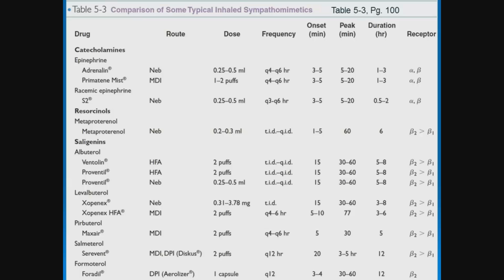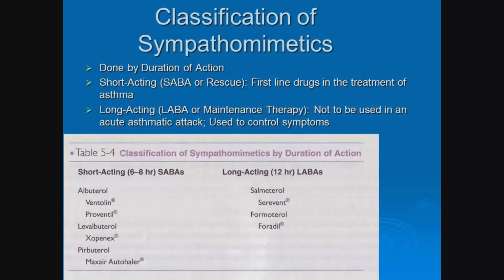This is page 100 in your text. It has a listing of all the different types of drugs you have, what the dosages are, what the frequency is, whether they're short-acting or long-acting, and what effect they have. That might be something useful to study from.